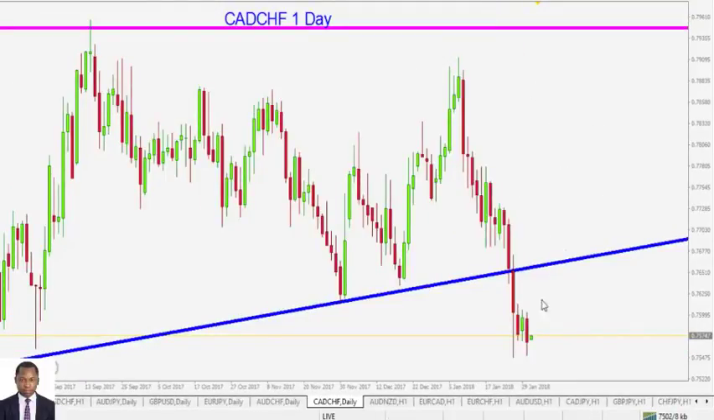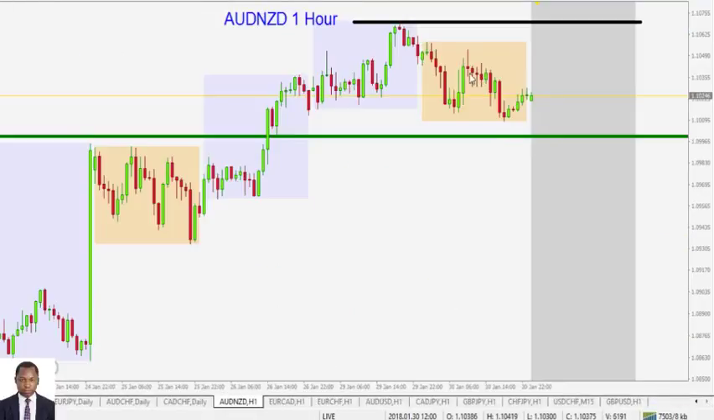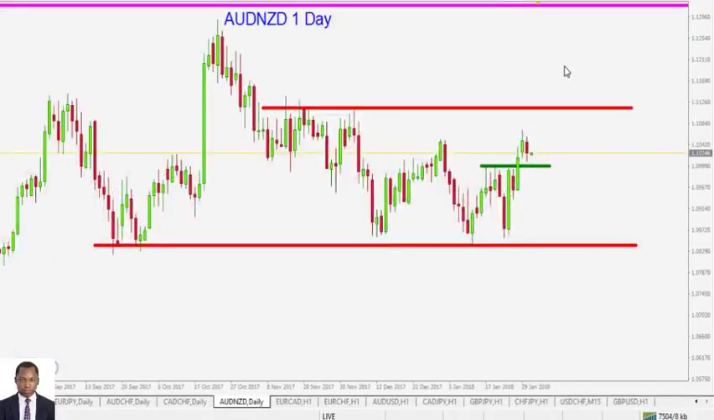Okay, nothing more. The daily time frame, there is nothing to trade here, but be careful going short with the Canadian dollar against the Swiss franc. Australian dollar against the New Zealand dollar.